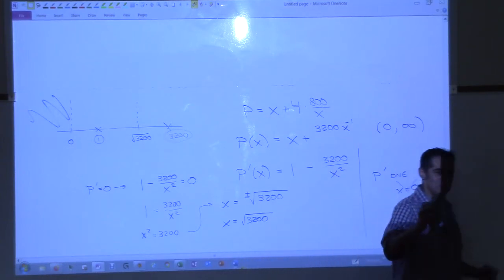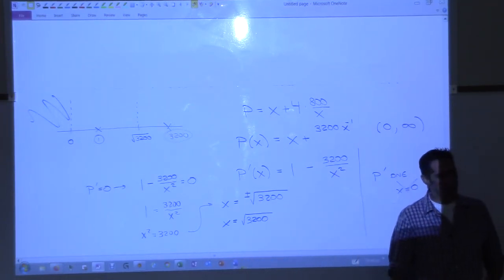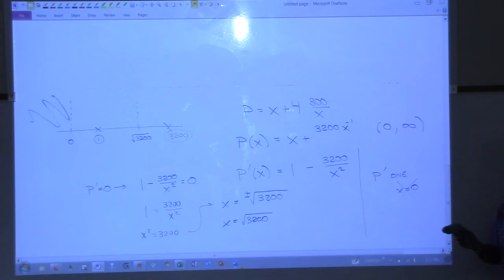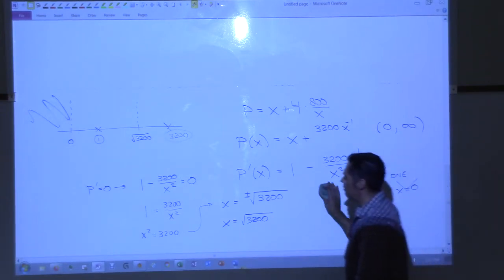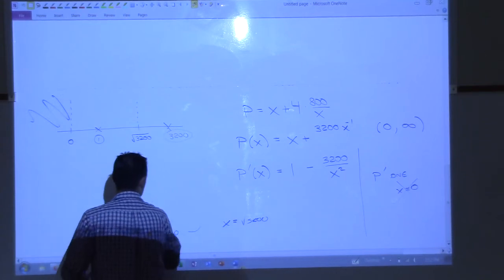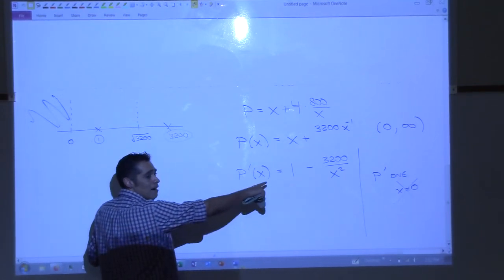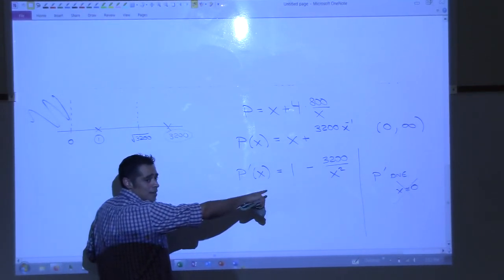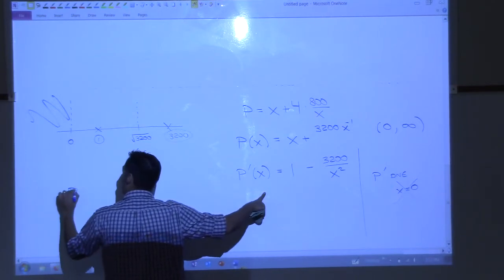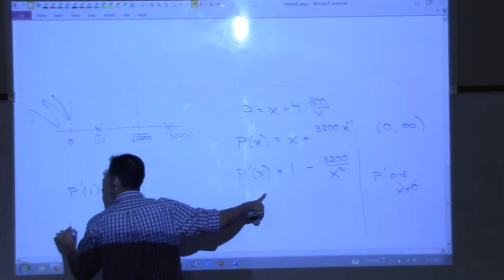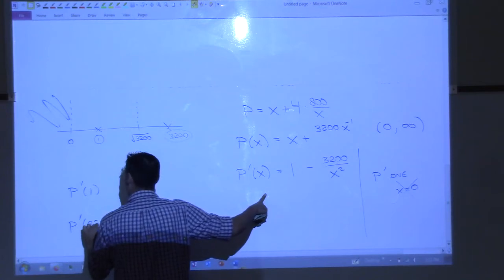Plug those into the derivative, right? You can't get this messed up. You have to make sure you know the method you're using. So these points get plugged into the derivative, and the derivative is sitting right there. And remember, all we care about is whether we get a positive or negative answer out. So what is p prime of 1, and what is p prime of 3200?